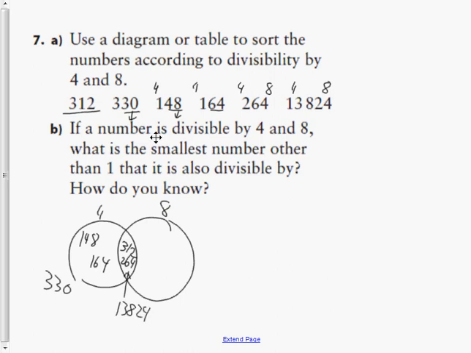If a number is divisible by 4 and 8, what is the smallest number other than 1 that is also divisible by that? We know that it must be 8, because 8 is the smallest factor that both 4 and 8 share.